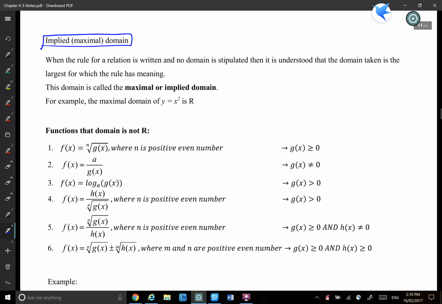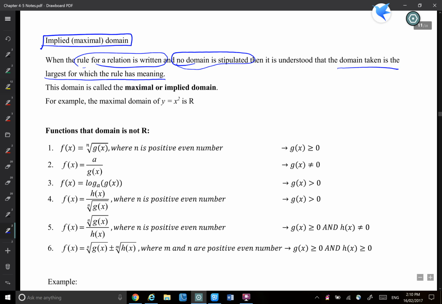When the rule of a relation is written but no domain is given, then it is understood that the domain taken is the largest for which the rule has a meaning. The domain is called the maximal domain or implied domain. For example, the maximal domain for y equals x squared will be R, because there's no restriction on this graph. x can take anything, and x taking anything gives you a meaning for this graph.